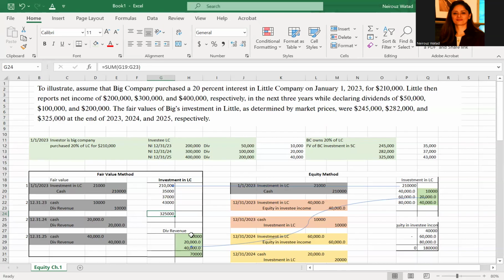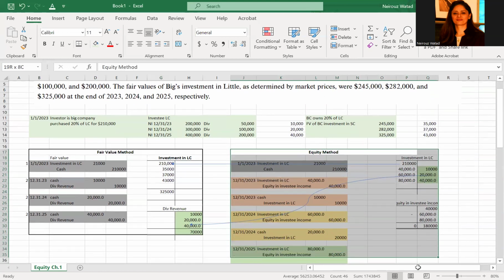We usually do not use the fair value method when we own between 20 to 50% of the investee's stocks. We use the equity method, okay? So let's look here at the equity method.